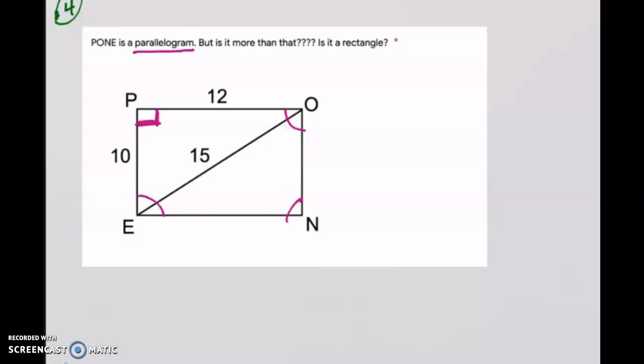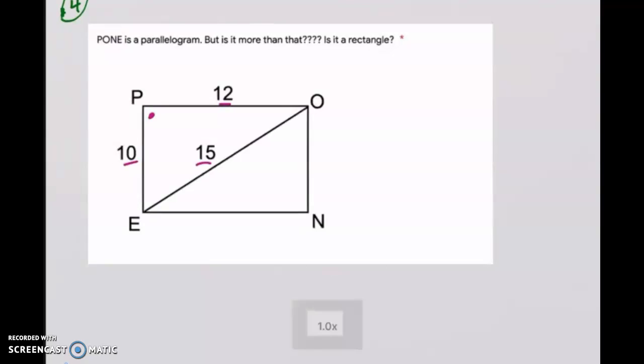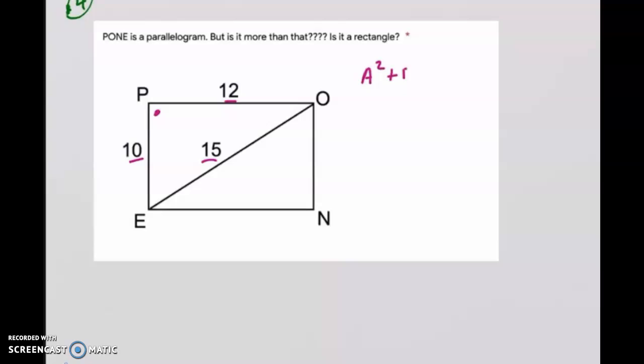So whenever you're trying to prove an angle is 90 degrees, what you need to do if you have three side lengths is just try the Pythagorean theorem. A squared plus B squared equals C squared. So here you have the legs, and here you have the hypotenuse.